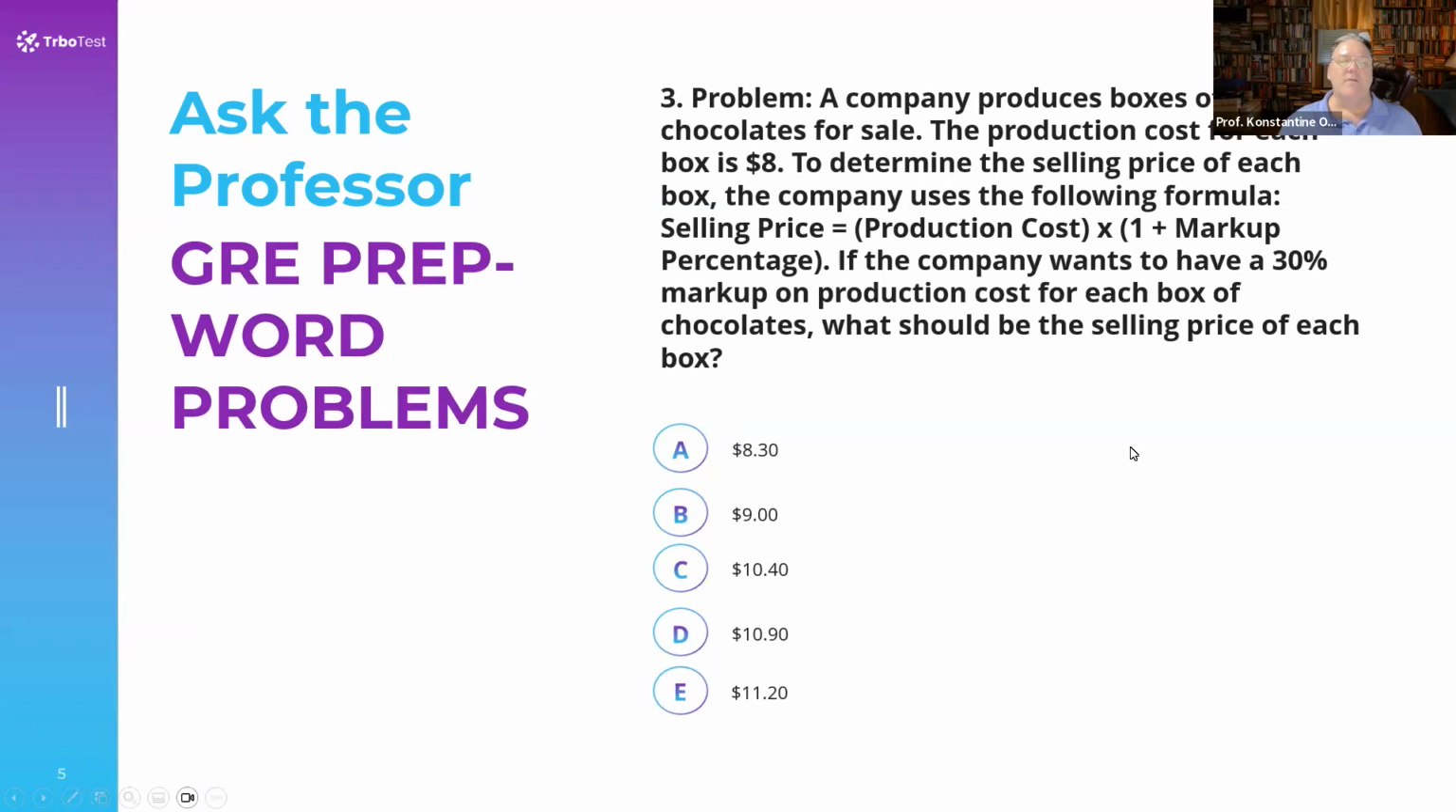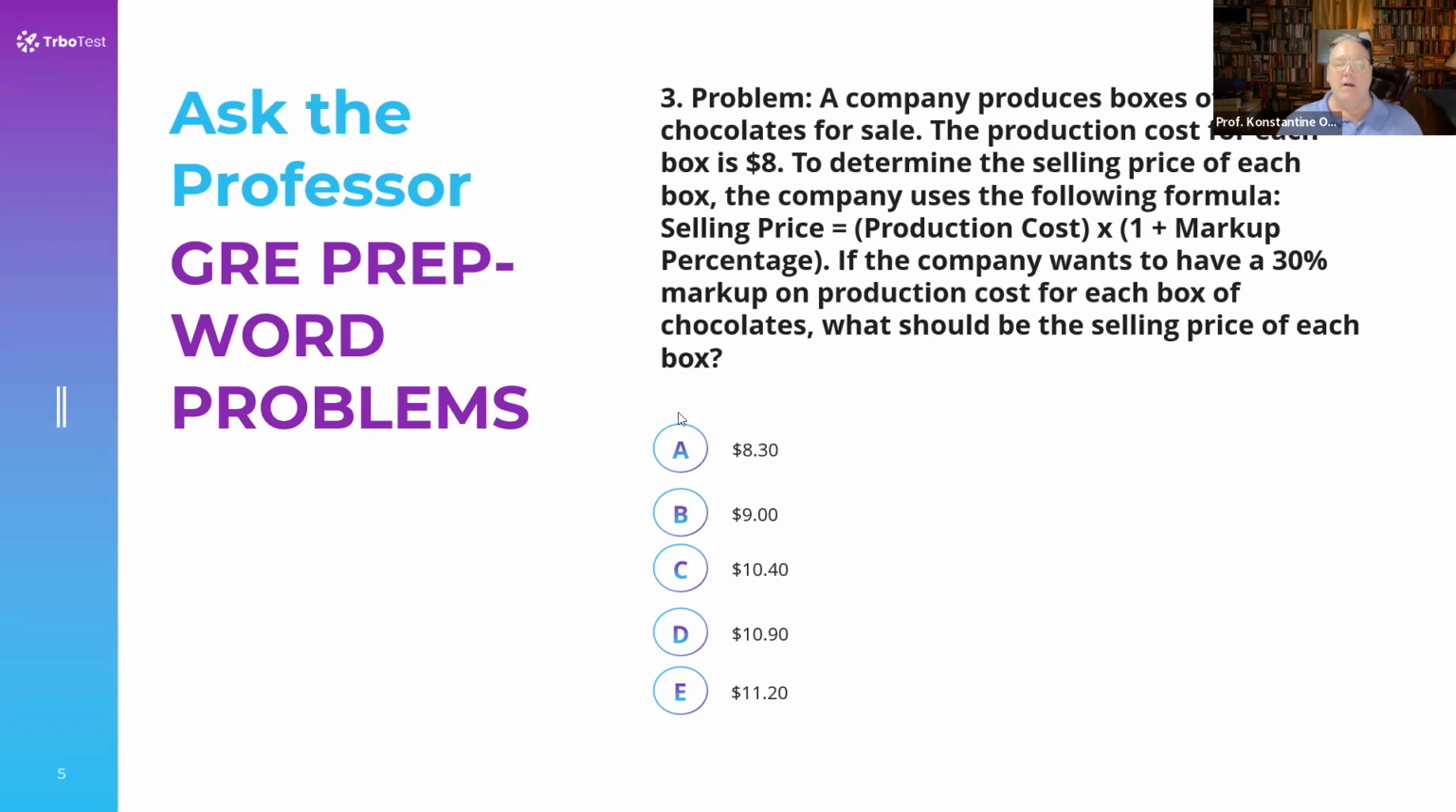The final question that was raised for word problems is: a company produces boxes of chocolate for sale. The production cost for each box is $8. To determine the selling price of each box, the company uses the following formula. Selling price equals production cost times 1 plus markup percentage. If the company wants to have a 30% markup on production costs for each box of chocolate, what should be the selling price of each box?